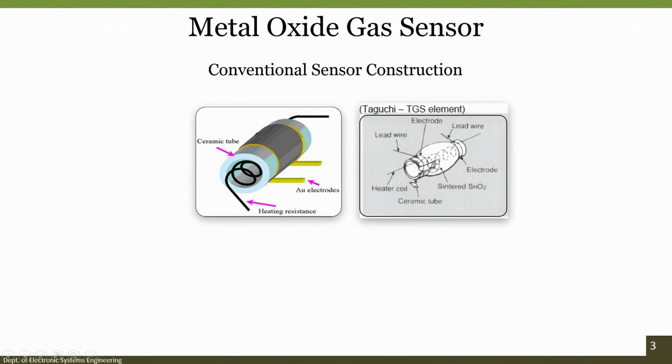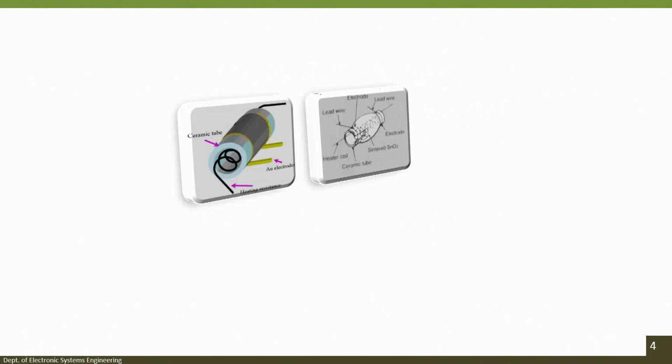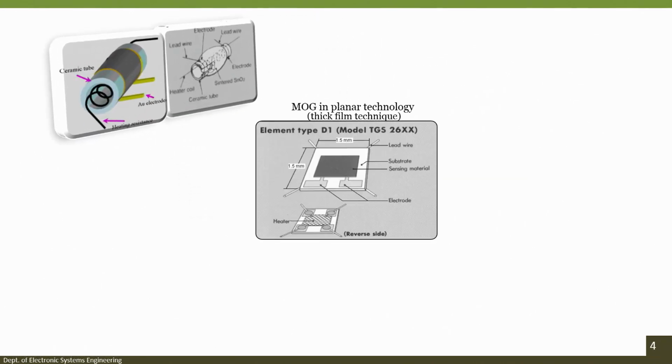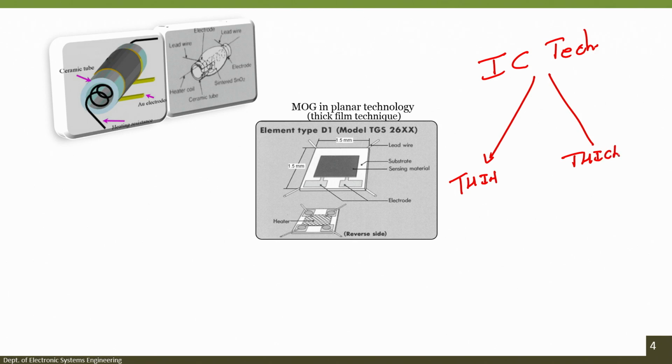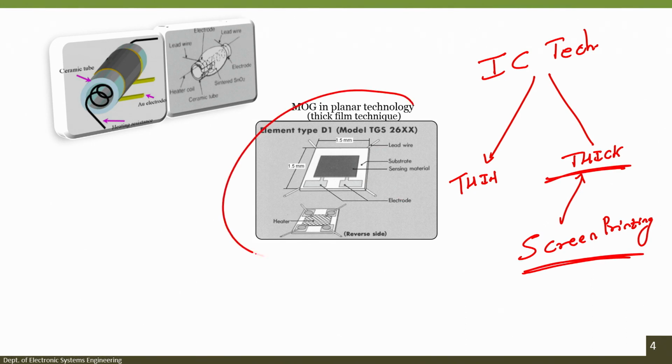For now, this is the conventional way of fabricating a sensor. A second way of fabricating a sensor is using thick film technology. Now, if you know integrated circuit technology, then you will understand that there are several kinds of technologies. One is thin film technology and another one is thick film technology. In thick film technology, we use screen printing. So, using this screen printing technology, we have fabricated a sensor, and that is why it is called thick film technology.